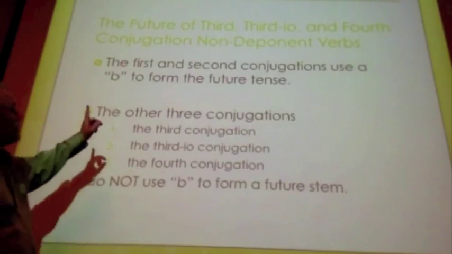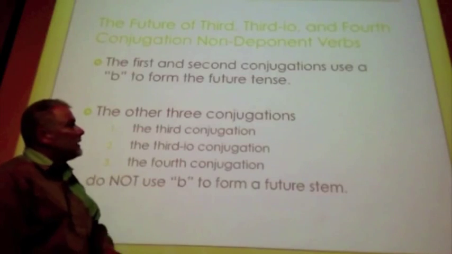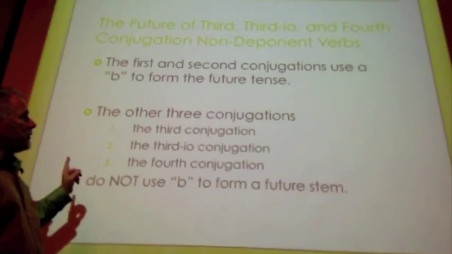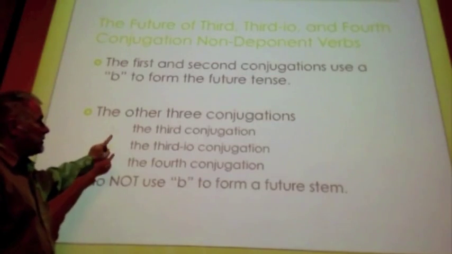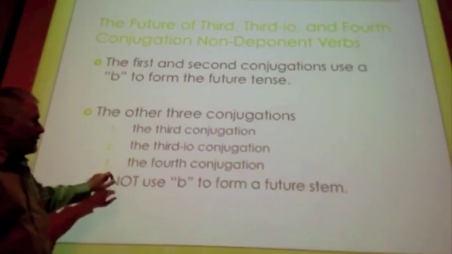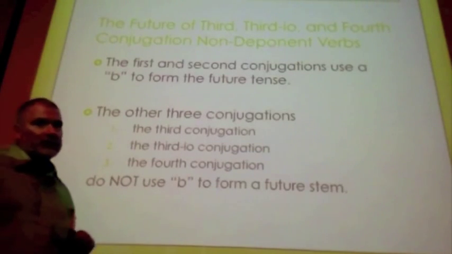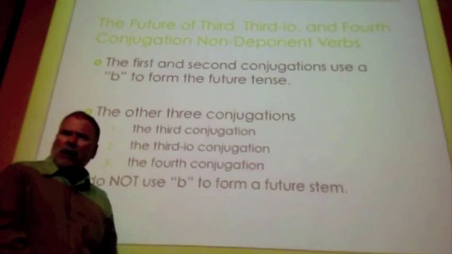So, the first and second conjugations use a be to form the future tense. The other 3 conjugations, however, that is the third conjugation, the third io conjugation, and the fourth conjugation, do not use be to form a future stem. Well, how do they do it then?